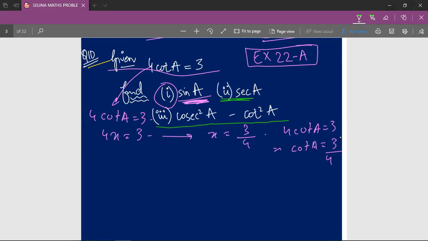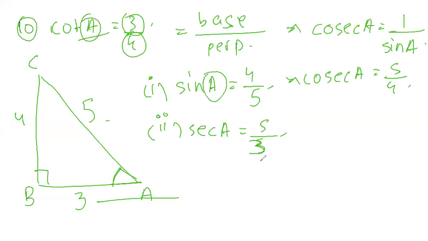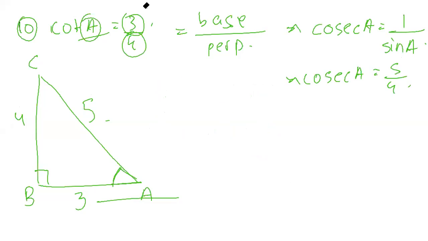So cosecant A is equal to 1 upon sine A. Sine A, with respect to angle A, is perpendicular upon hypotenuse, that is 4 upon 5. And the reciprocal, 5 upon 4, will be cosecant A. So our cosecant A will be 5 upon 4. Okay, so we'll write that down. I'll just make some space. Hope you have copied down these values, these sums.